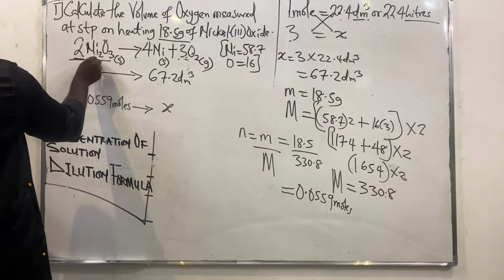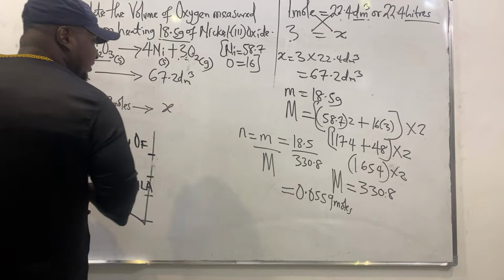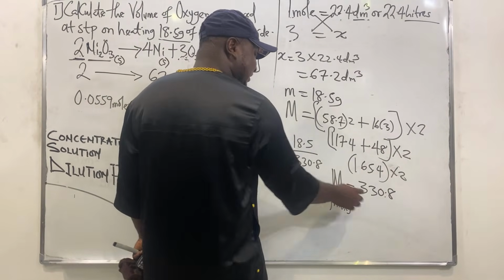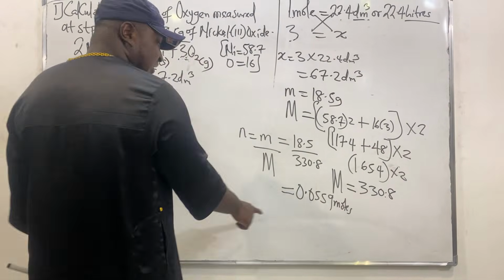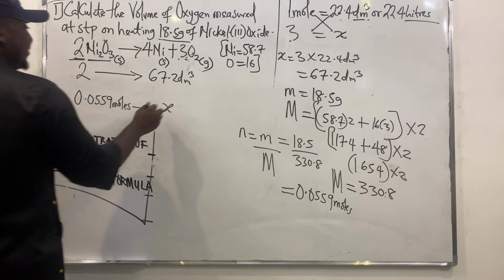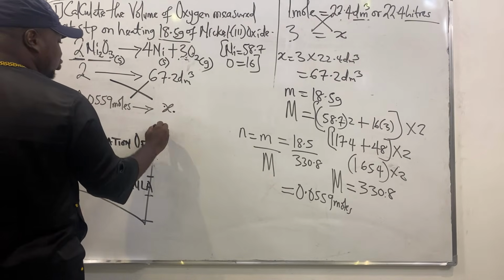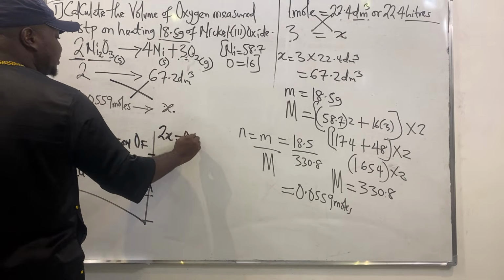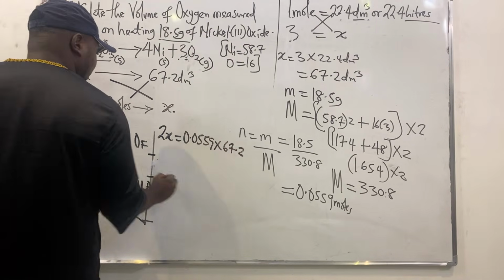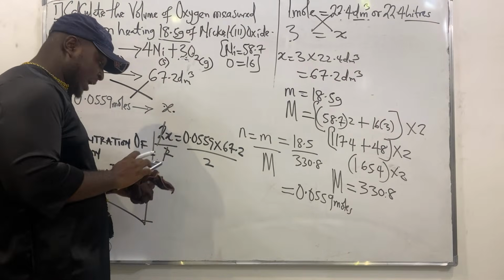Now, we need to find the number of moles of nickel 3 oxide from 18.5 grams of nickel 3 oxide. That's what we did here. Number of moles is mass over molar mass. 18.5 divided by molar mass, 330.8. We got 0.0559 moles. So 0.0559 moles will give X. We don't know. Cross multiply. 2 times X is 2X, equals 0.0559 multiplied by 67.2. Divide both sides by 2 to make X the subject of the formula.